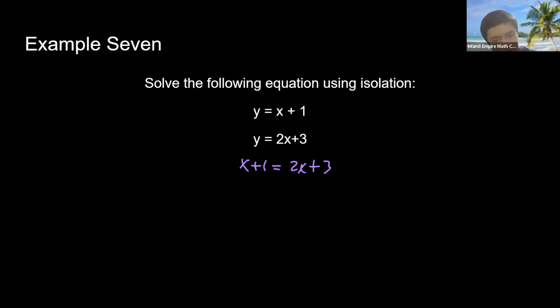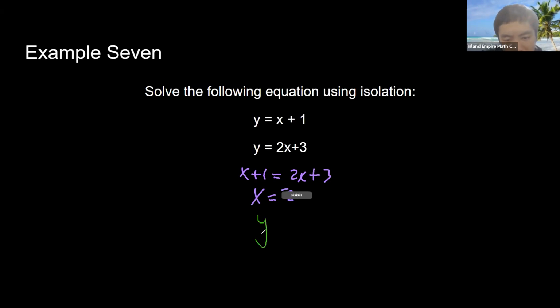So that means you simply solve the resulting equation, x equals 2, implying y equals 3. So this is the essence of isolation, which is setting stuff equal to each other. And here's another example to make it a bit more concrete.